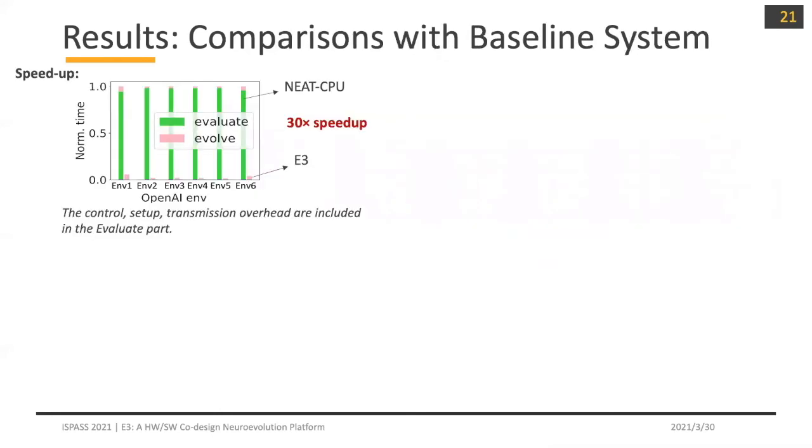Now let's compare with the baseline system. We compare with the NEAT CPU version, and we are accelerating the evaluate part. And when we accelerate those parts, we introduce some control setup and transmission overhead, and all of them are included in the evaluate part. So overall, we have a 30 times speedup compared to the NEAT CPU.